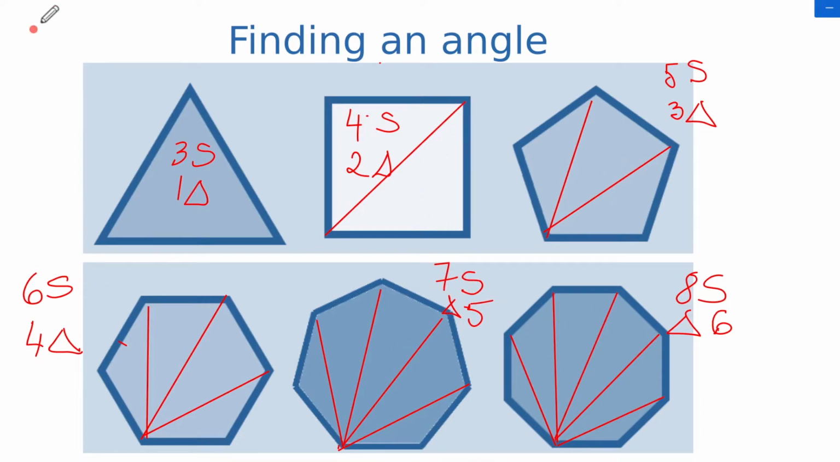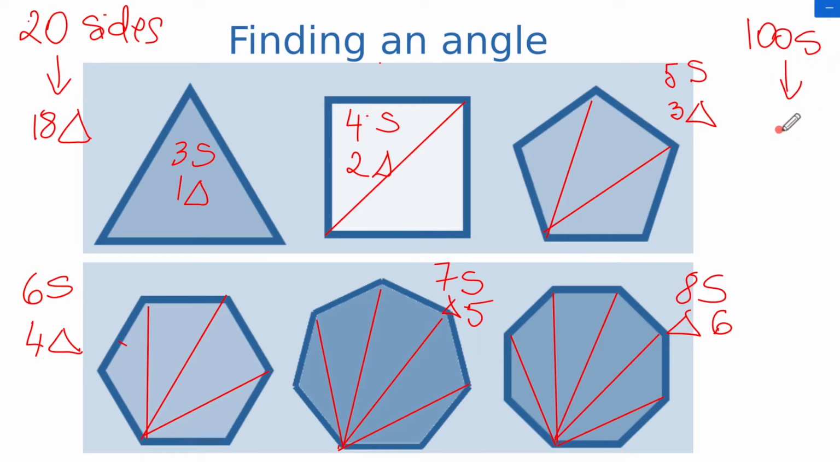So basically, if I give you now a shape that has 20 sides, if I say a polygon has 20 sides, how many triangles would you expect this shape to have? This shape should have 18 triangles. It should have 2 less triangles. Remember, the number of triangles is smaller, not the number of sides. Okay, so if you have a shape that has 100 sides, you should expect to have 98 triangles.